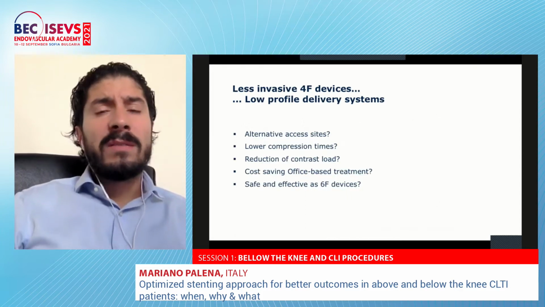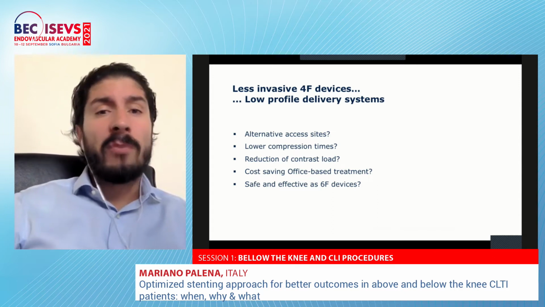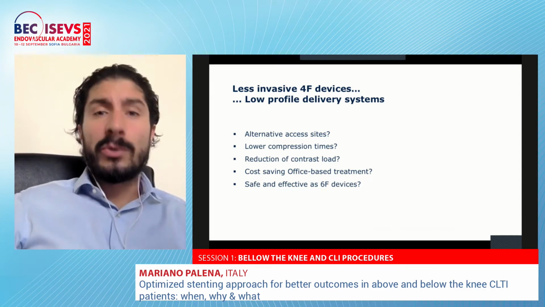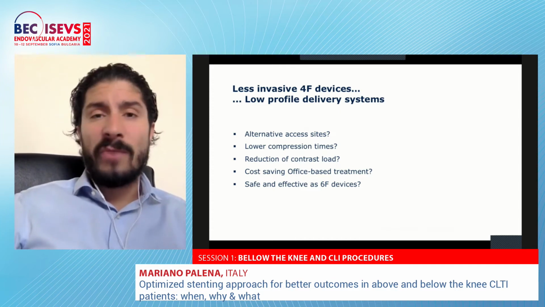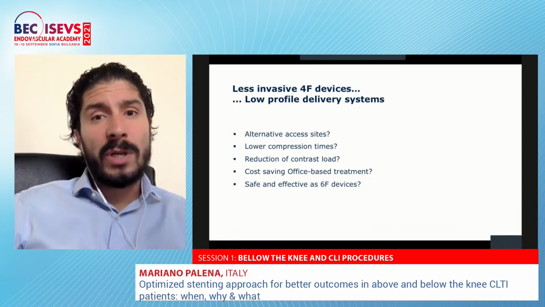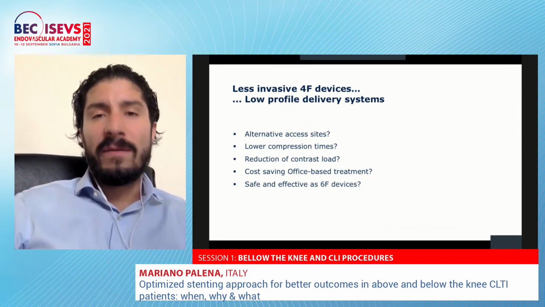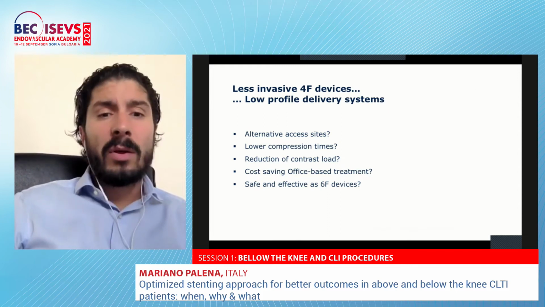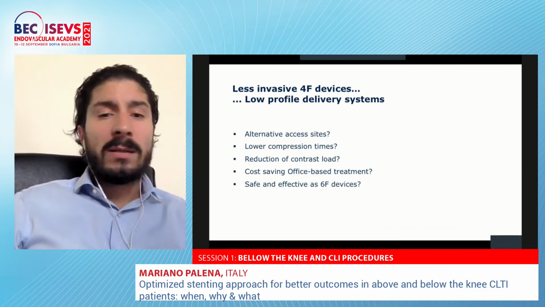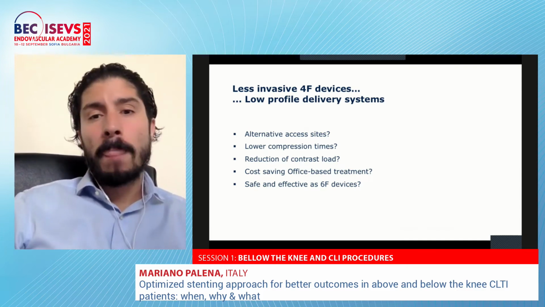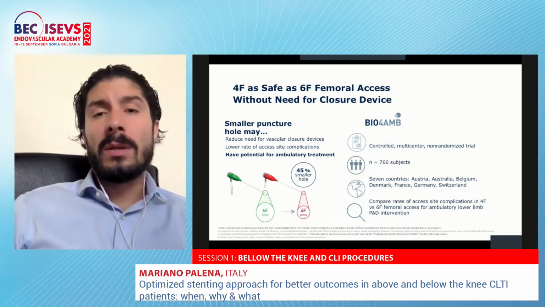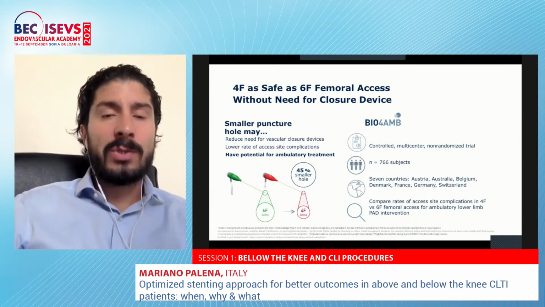And finally, the less invasive, low profile and full 4 French compatibility devices, because we can use this device from an alternative site, with lower compression time if we have a 4 French access in the common femoral when we work in most of the cases in an antegrade fashion. It allows us to compress for less time or to have a lower risk of access complications, can reduce the contrast load, and saves cost, because we can think about doing an office-based treatment, and it is safe and effective as the 6 French device. In fact, the 4 French compatibility allows us to obtain an almost 50% smaller access compared to the 6 French compatible devices.